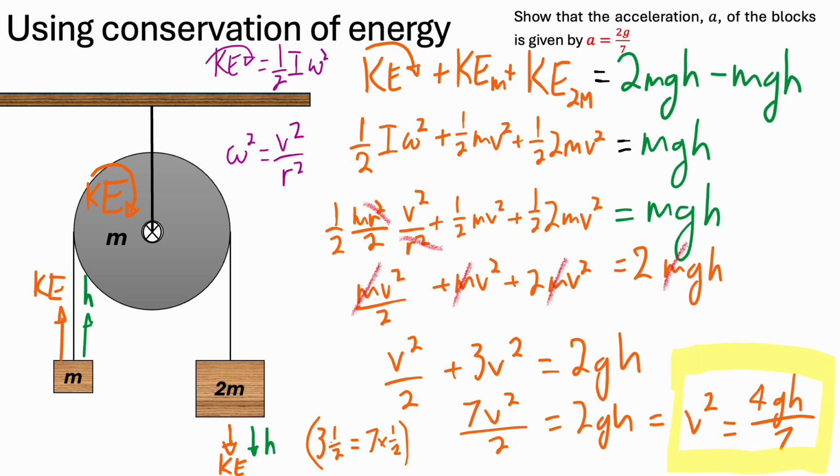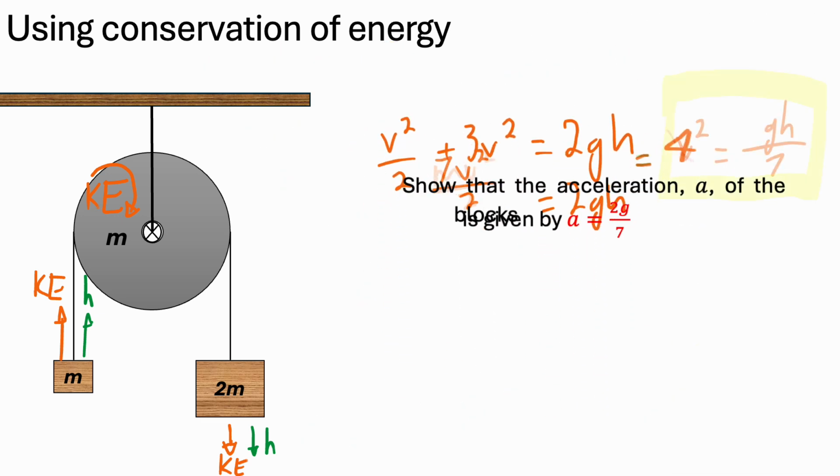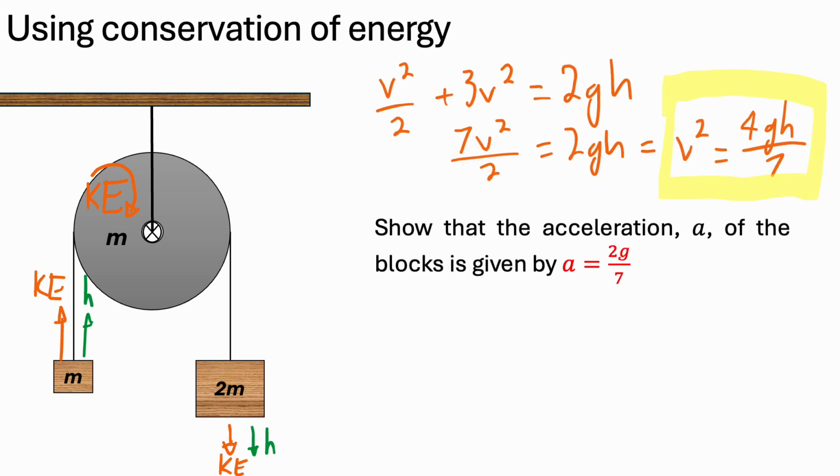A little bit of algebra, and we end up with v squared equals 4gh over 7. Now at this point, what you're going to have to do is answer the question, and we're getting closer, but then we need to tie this into an equation of motion.